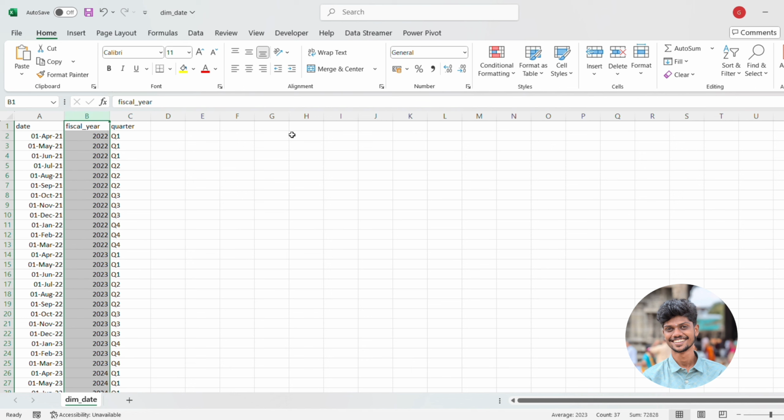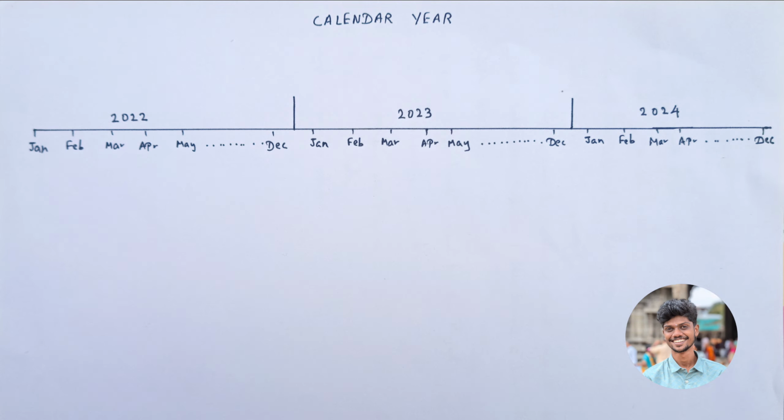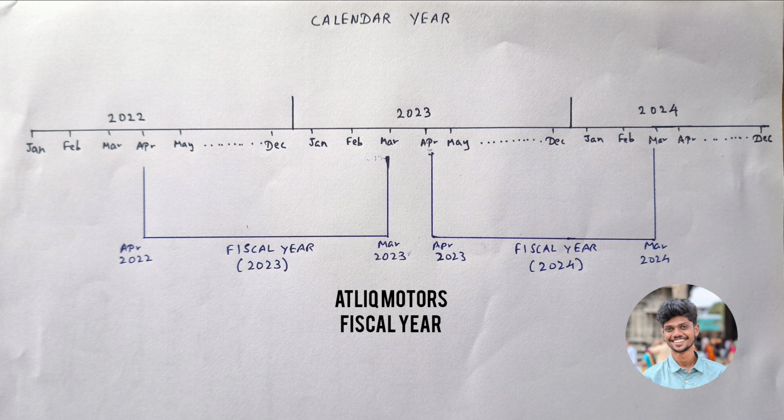Now here is where most beginners get confused. So let me explain. Usually, when we think of a year, we think from January to December. That's called a calendar year, and that's how we live our daily lives. New Year starts in January and ends in December, right? But businesses think differently. Companies don't always follow calendar years, especially in finance, manufacturing, and global companies. They use something called a fiscal year or financial year.